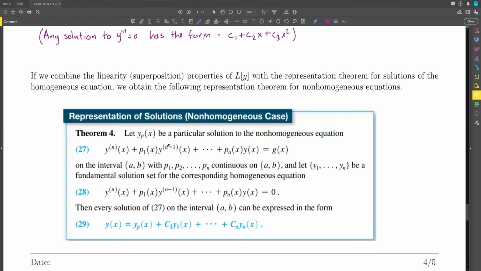We will show a proof of this theorem, based on theorem 3, in the next video.